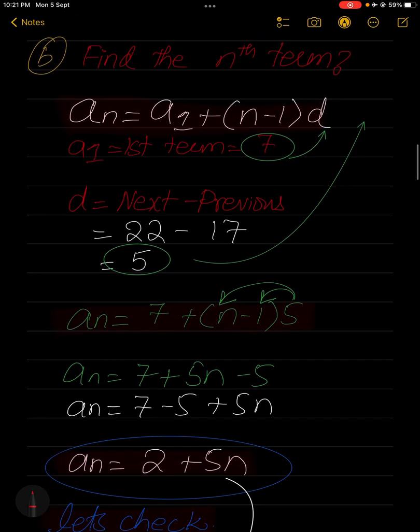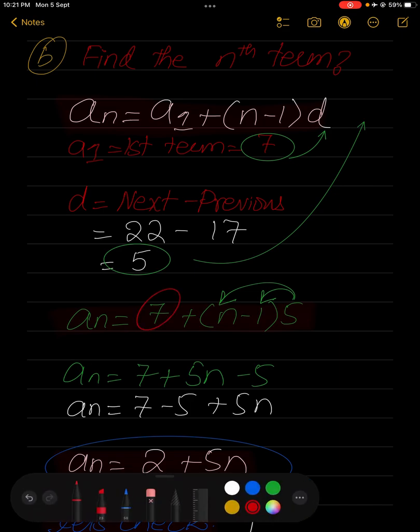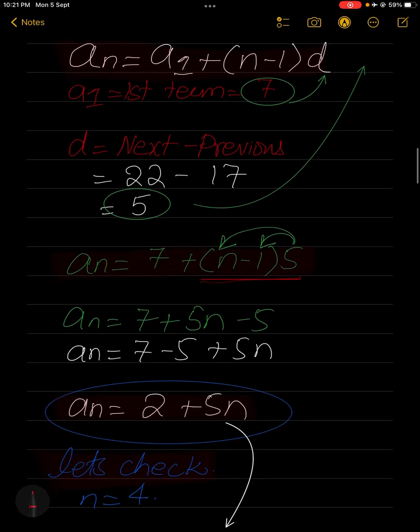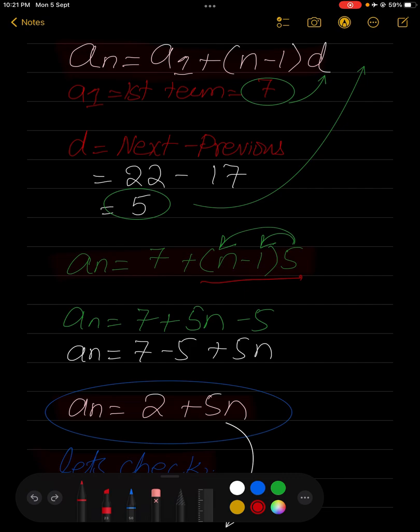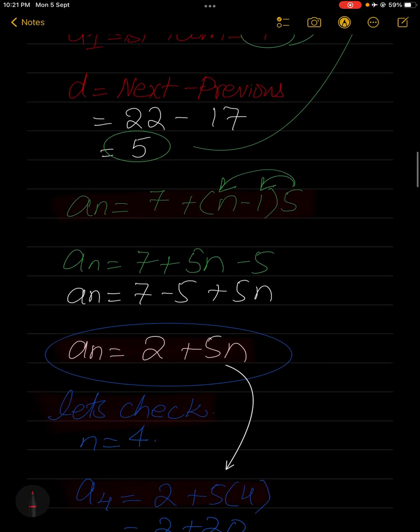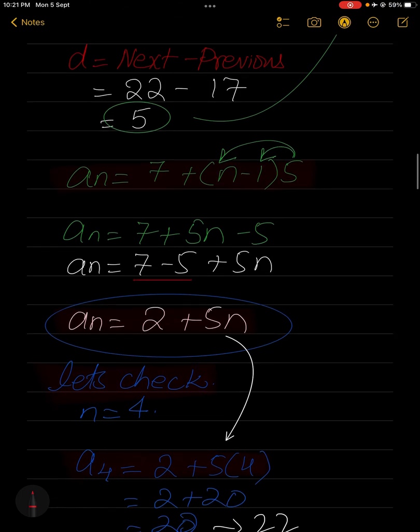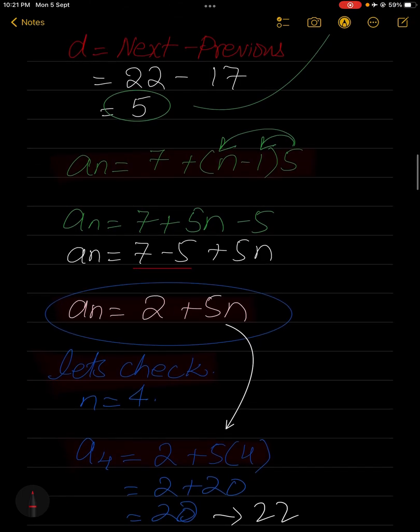So put the values in the formula. a1 is 7 plus n minus 1 into d. d is already 5, so I have to multiply this 5 with this bracket. So I get 7 plus 5n minus 5. I arranged the expression in order to simplify it further: 7 minus 5 is 2, and 2 plus 5n.